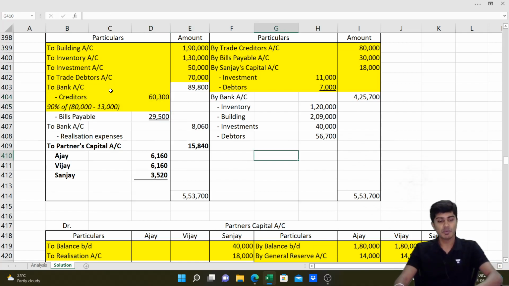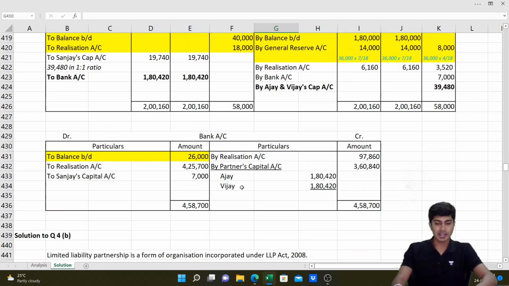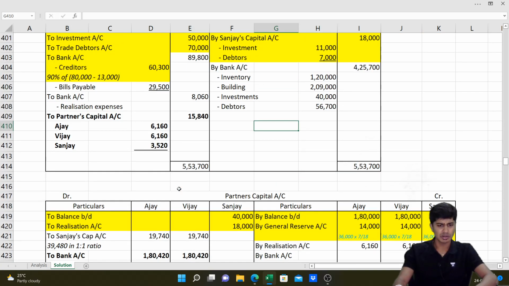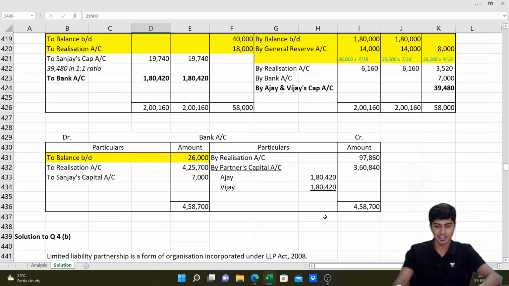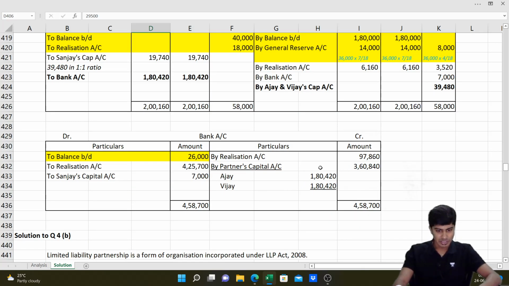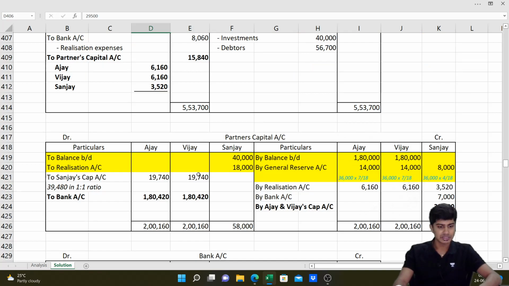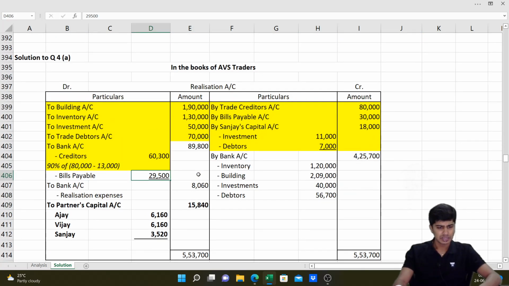Got it? So if you pay 60,300, our bank balance decreases by 60,300. So in my bank account on the credit side, I'll write 60,300. Have I not written? How come? There is something more also. Bills payable payment. Together I've written 89,800 here. I think there is one more item. I've written these two together. Let's wait. So till here we understood.